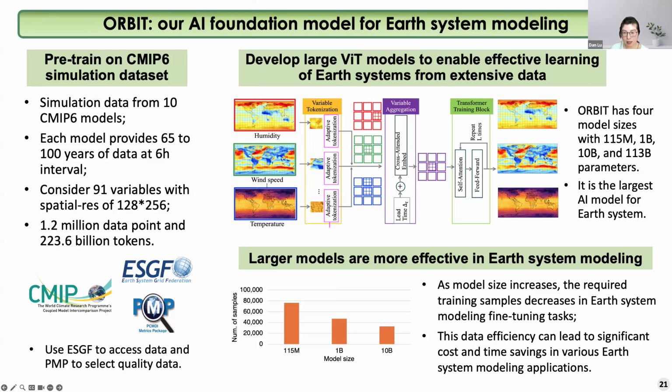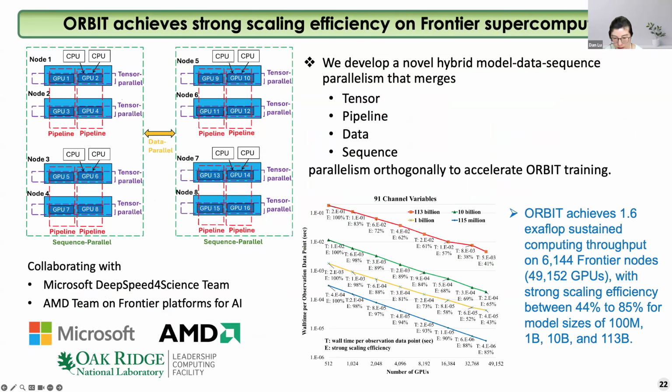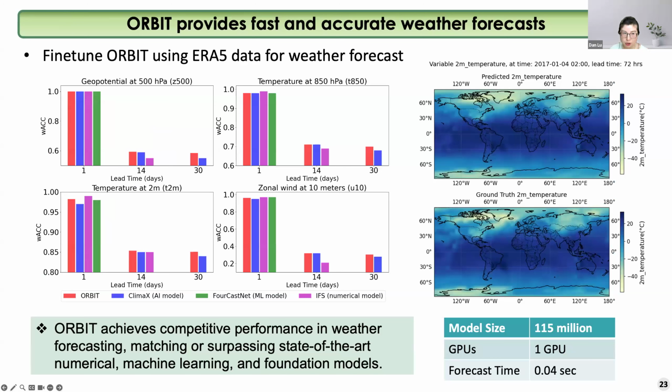So since we have this large size of model, pre-training takes a lot of effort. So to address less efficient training, we designed a comprehensive scaling parallelism that merges tensor, pipeline, data, and sequence parallelism and get good and efficient results. And then this is from the pre-training, and then we move to the fine-tuning. So we have the most challenges here. In this one fine-tuning case, we demonstrated ORBIT for weather forecasting. That's essentially predicting the weather out to 2 weeks and 1 month.